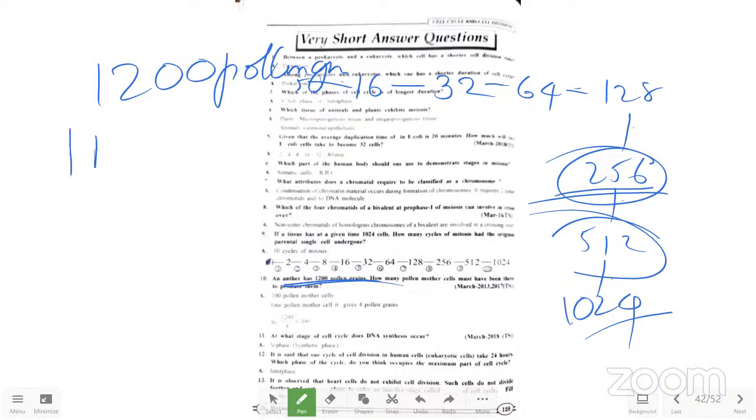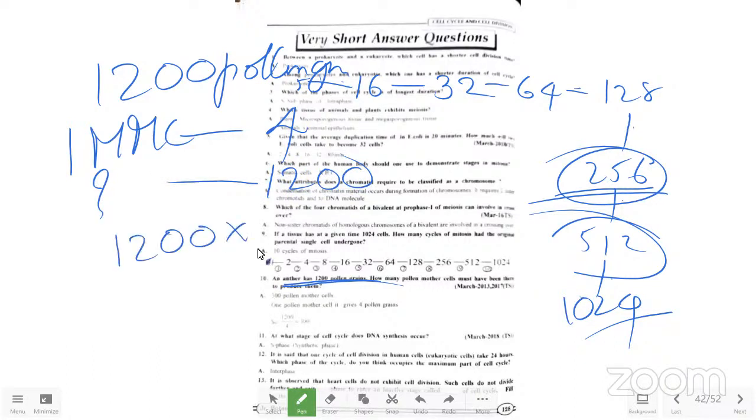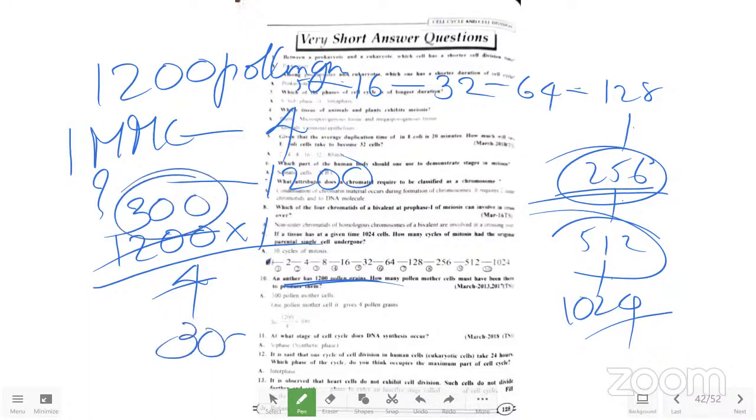One mother cell, one microspore mother cell, by the meiotic division produces 4 haploid cells. So here 1200 pollen grains, haploid cells means pollen grains. Then how many mother cells? That means 1200 into 1 by 4, otherwise simply 1200 by 4 also you can do. 4 threes are 12. 300 microspore mother cells will be present over there to make 1200 haploid pollen grains. Okay. So like this, they can change the number and they can ask you.